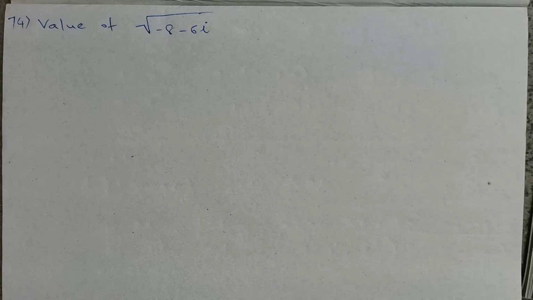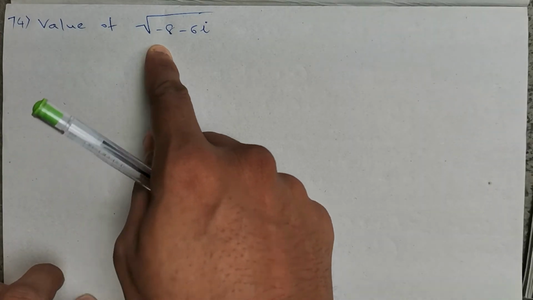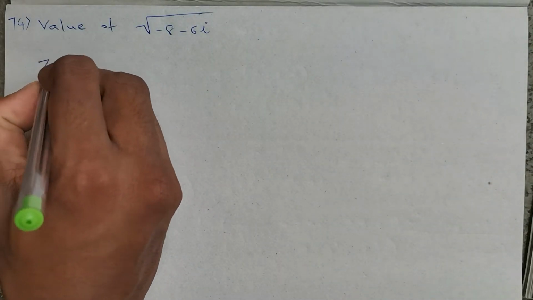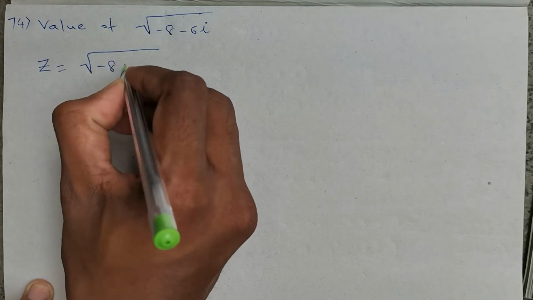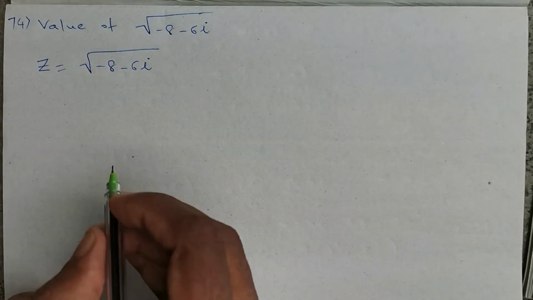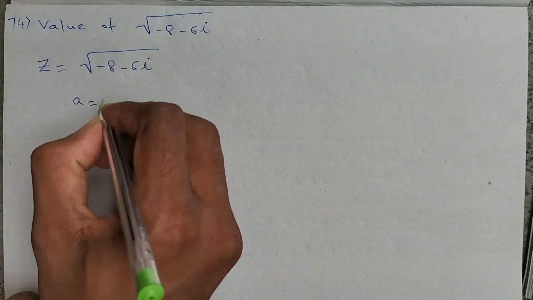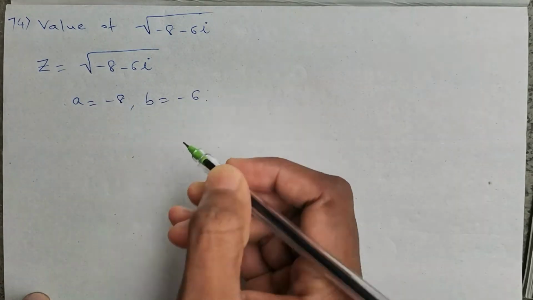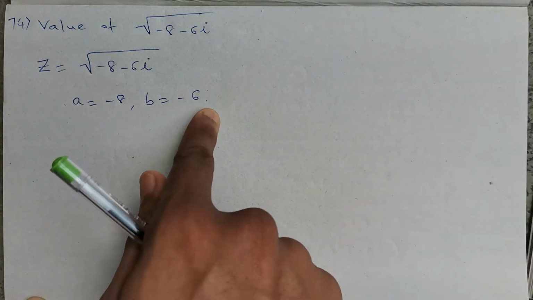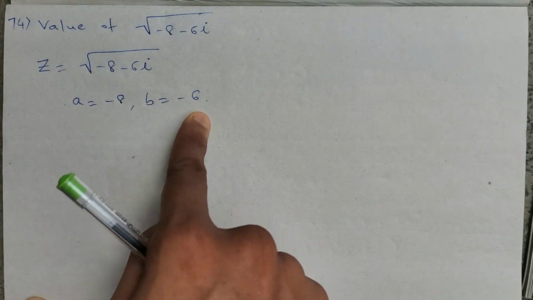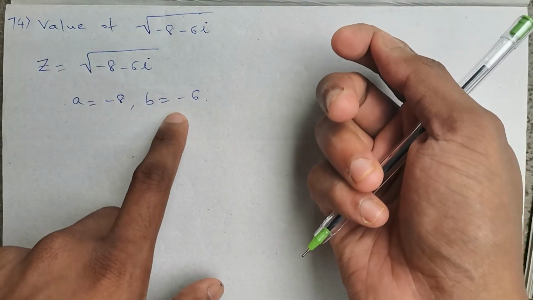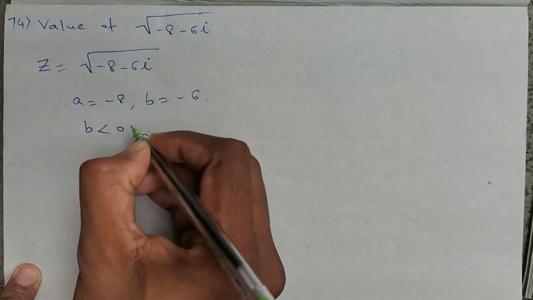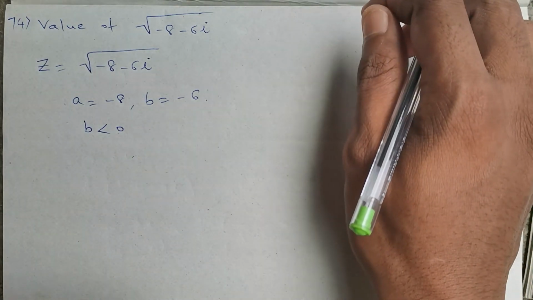Okay, the next question is, what is the value of under root minus 8 minus 6i? So this I will write as z is equal to under root minus 8 minus 6i. So if we compare this, a value is the first term, that is minus 8, and b value is the second term, that is minus 6. So b value is given as minus 6, so b, minus 6, is less than 0. Here b value is less than 0.